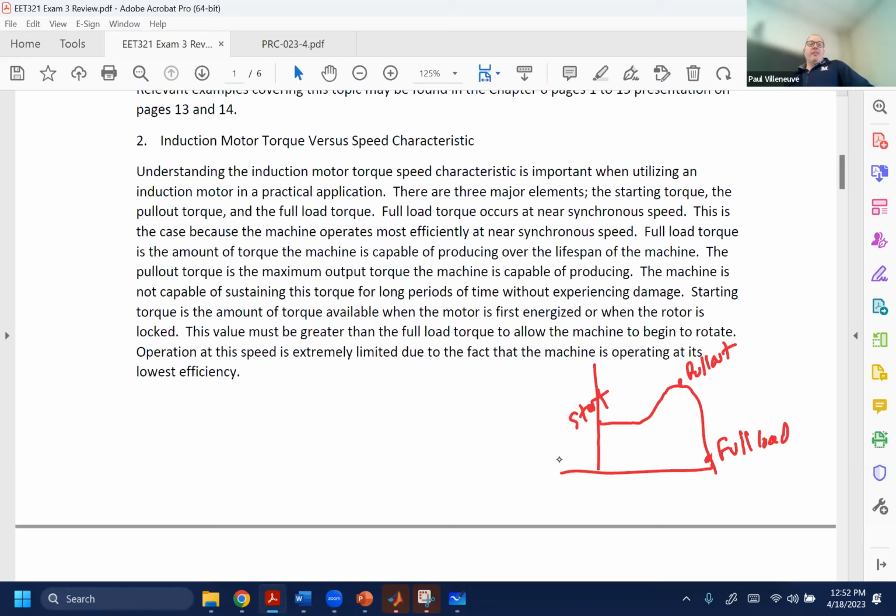And then that's our characteristic. We start, we go to a maximum, and then we run at our full load value, which is a very low slip, again, to improve the efficiency of this particular machine.